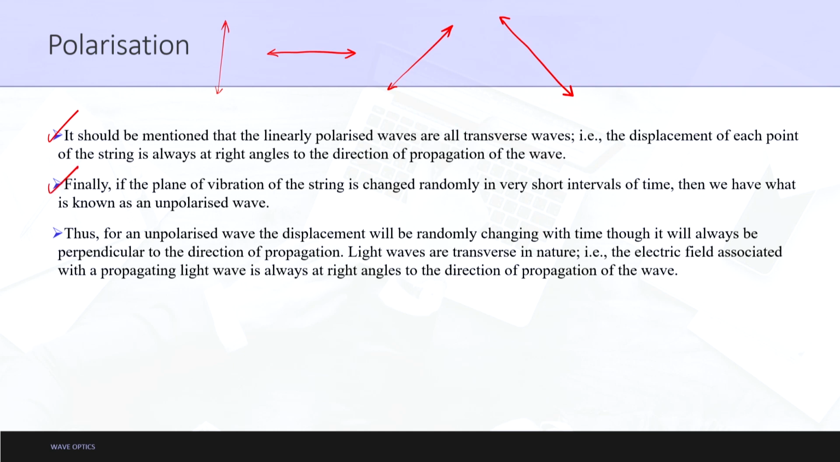Let us suppose this is the same string which was being propagated in this direction. If in very small time intervals I change this to this, or change it like this, or like this, that is, I change the plane in a periodic manner, then the actual propagation, or the sinusoidal wave which will be formed, will be haphazard, and that is something called an unpolarized wave.